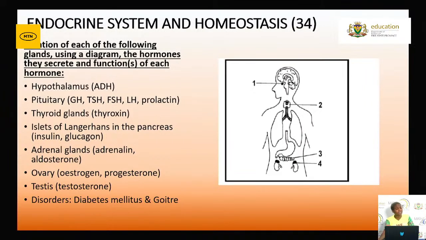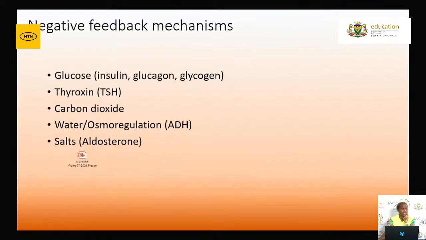And then again we have the adrenal glands, which produce adrenaline and aldosterone. You remember the functioning of aldosterone. It functions where? On the negative feedback mechanism of salt. It regulates the salt content in the blood. And then the ovary, testes, and disorders. We have two disorders: diabetes mellitus, not sugar diabetes, man. Diabetes mellitus and goiter. And then negative feedback mechanisms, please make sure, do not set your own examination paper.